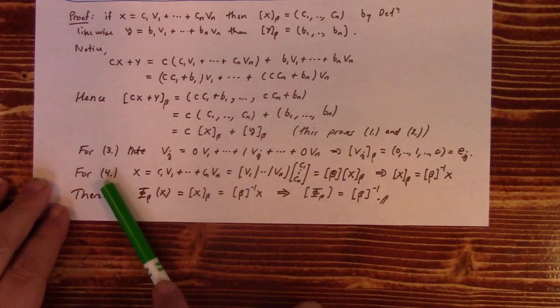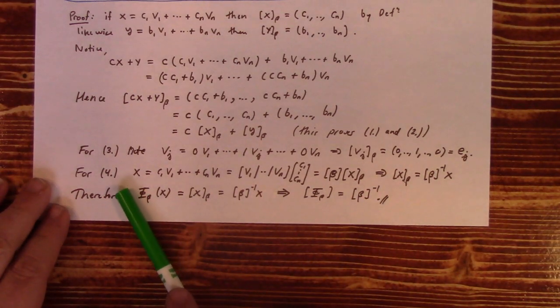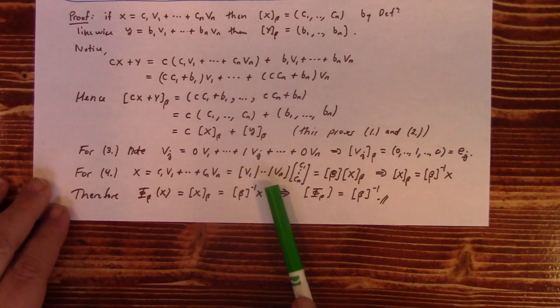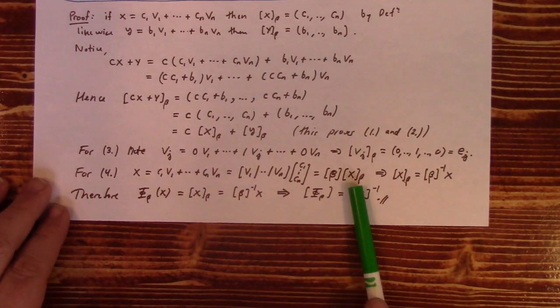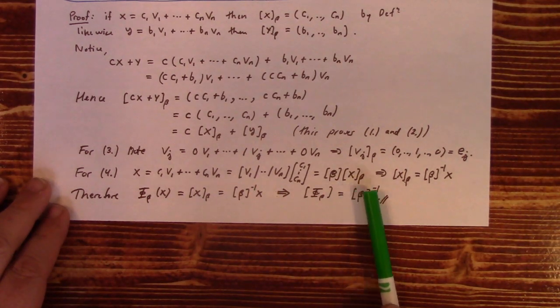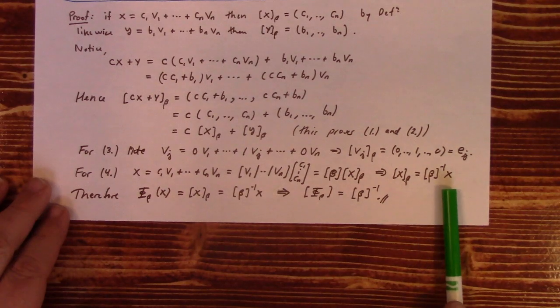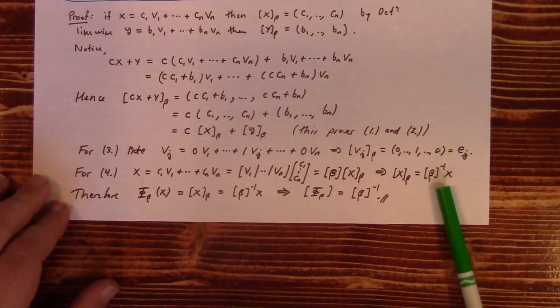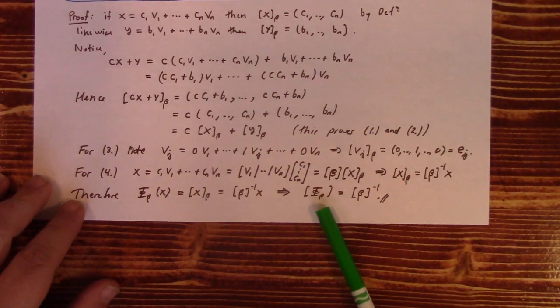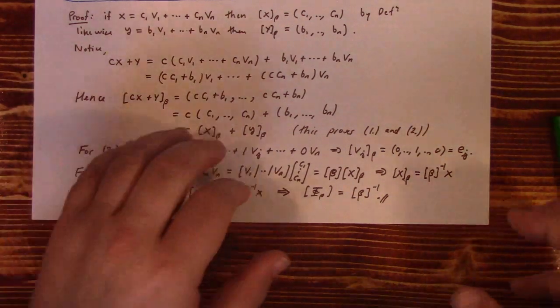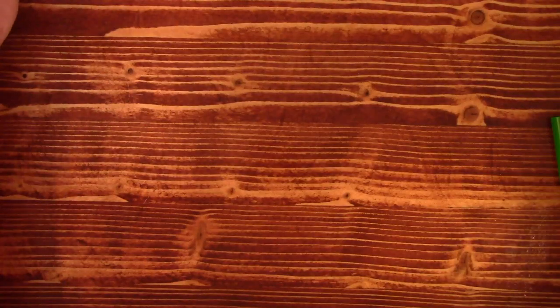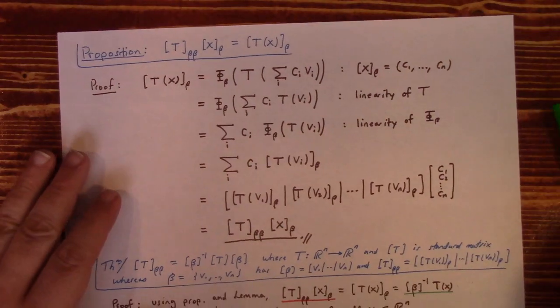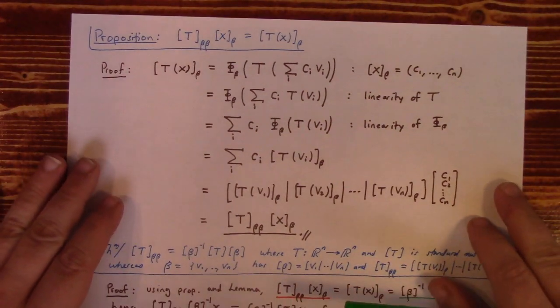Now, and then finally for step 4, we already worked this out, but here's the calculation again. X is equal to the basis matrix times its coordinate vector, which then if you solve for the coordinate vector gives you the inverse basis matrix times X, and that's it. And of course, once you see that formula, that implies the standard matrix of the coordinate map is the inverse basis matrix. Great. What else can we say? Well, glad you asked. So we can prove this proposition here.